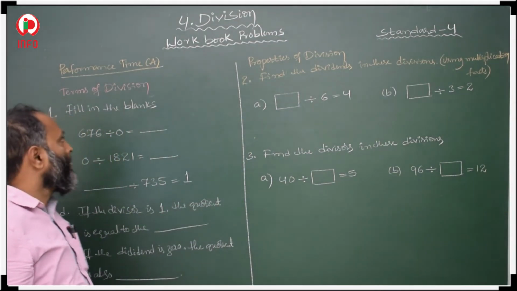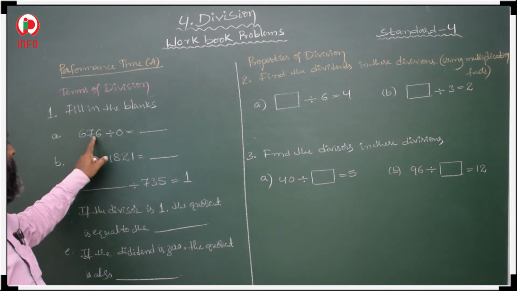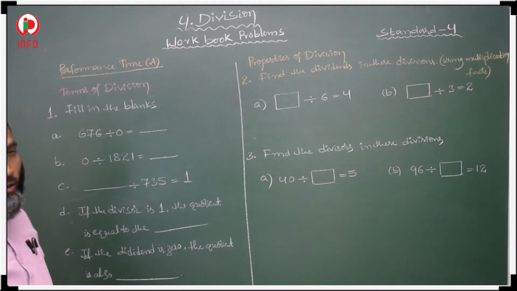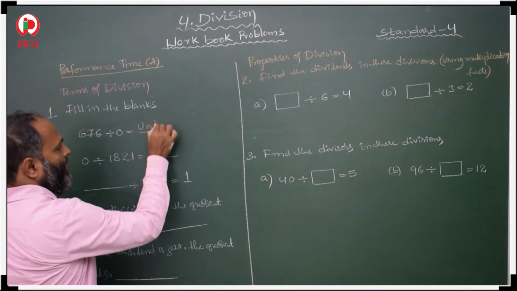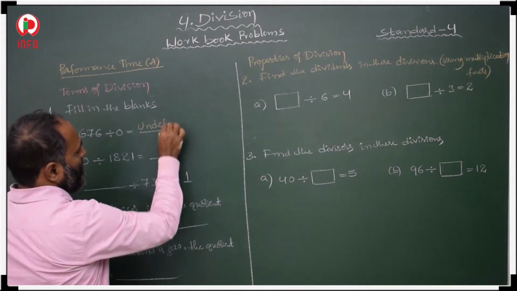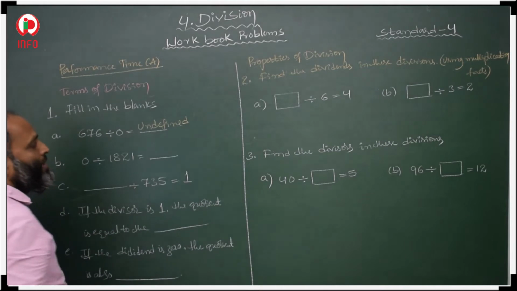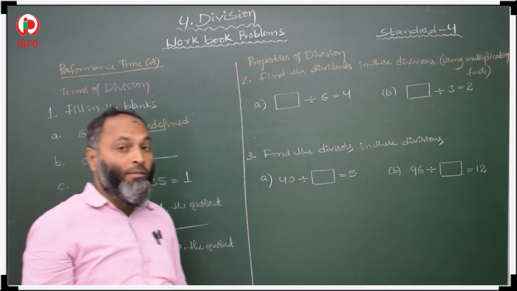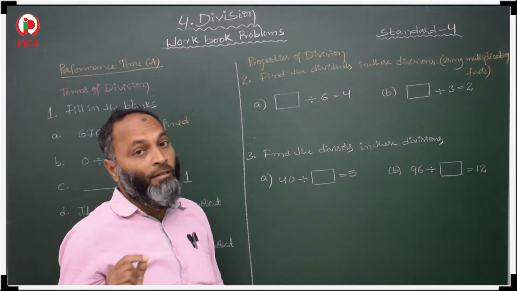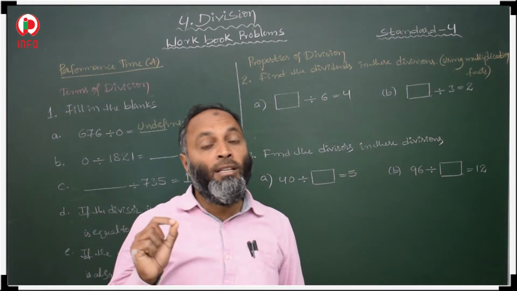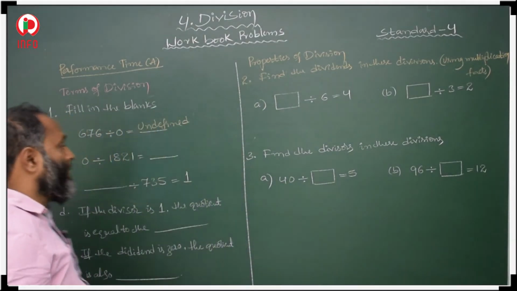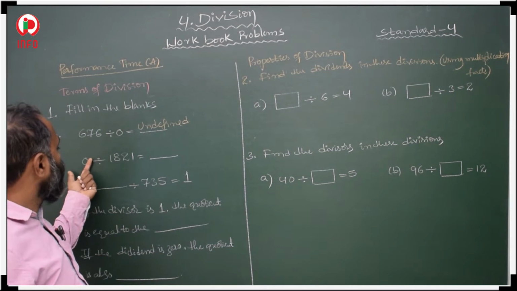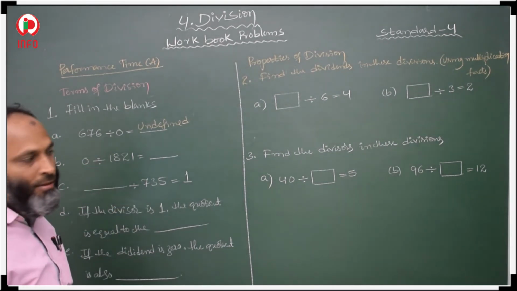Okay. Then 676 divided by 0. If any number is divided by 0, that value is undefined. So if the divisor is 0, then the value is undefined. This you remember. Here, 0 divided by anything means if 0 is divided by any number, that answer is 0.